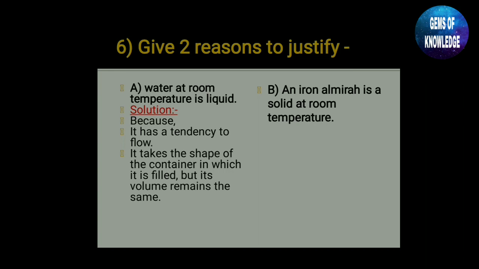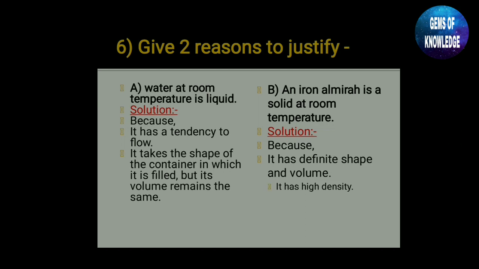Coming to B1, an iron almirah is a solid at room temperature. So why will the iron almirah be solid at room temperature? According to the solution, because it has definite shape and volume, because iron is nothing but a solid substance and it has a definite shape as well as a definite volume. The second reason is, it has very high density. I hope you remember, density is nothing but mass by volume. When we divide the mass by the volume of that particular substance, what we get is the value of density.